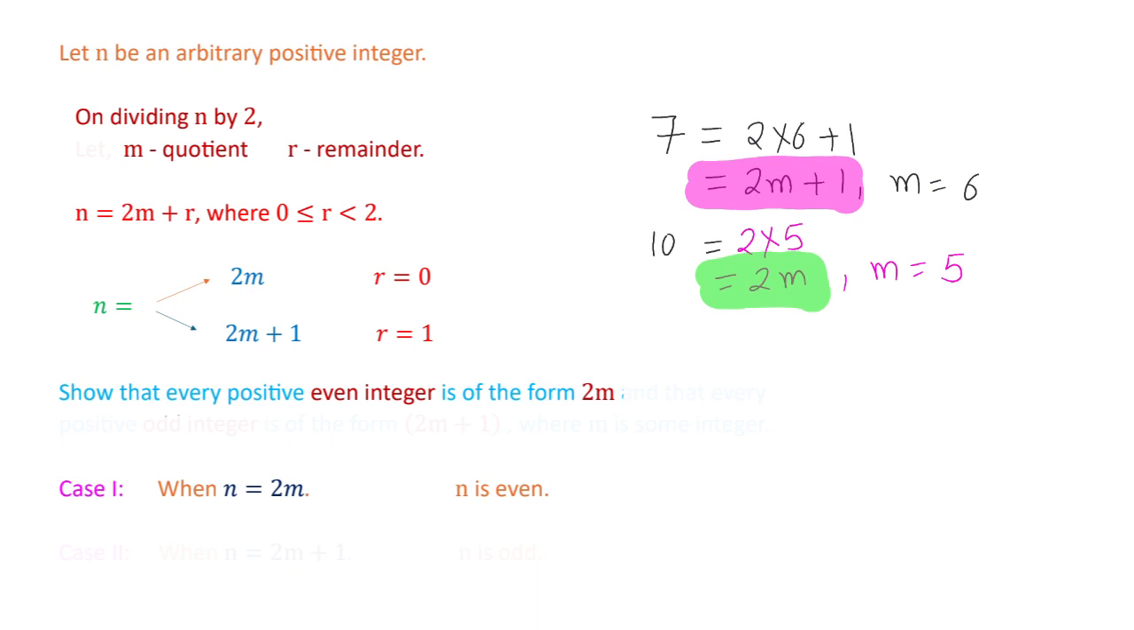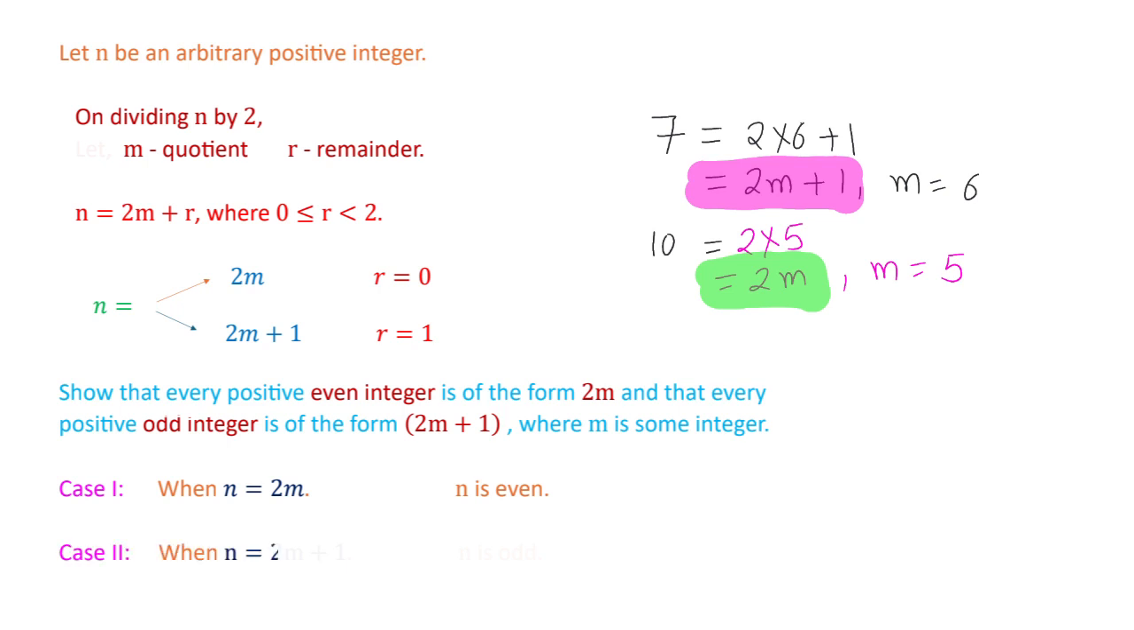Now in the second part we have to prove that every positive odd integer is of the form 2m plus 1, where m is some integer. For the second case, we consider the second form of n, when n is equal to 2m plus 1. In this case, the number n will be an odd number. So this proves our result that every even integer is of the form 2m and every odd integer is of the form 2m plus 1.